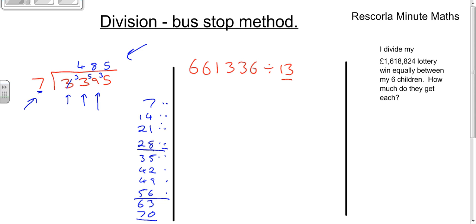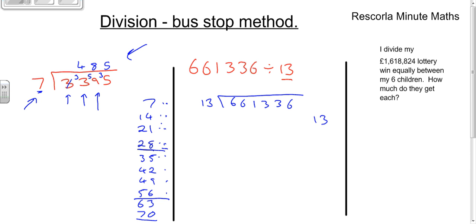Okay, so now the question's looking a little bit different now. We've got 661,336 divided by 13. Immediately, as soon as you see a division, you do the bus stop method. So 13 into 6, 6, 1, 3, 3, 6, and then we're going to write out the 13 times table.